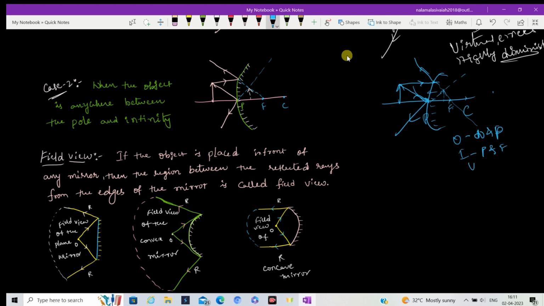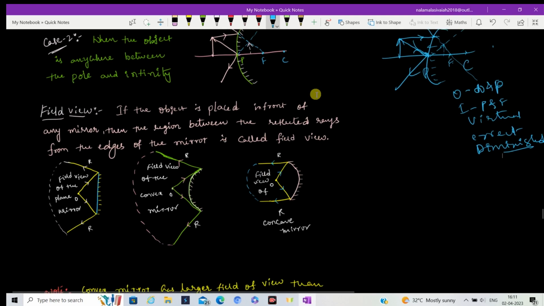What is the nature of the image? Virtual, erect, and diminished image. Compared to the object, the image size is decreased. A diminished image is formed. So that is about the nature of the image in the convex mirror.